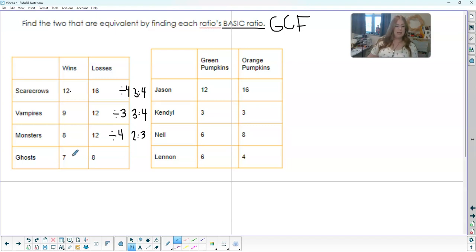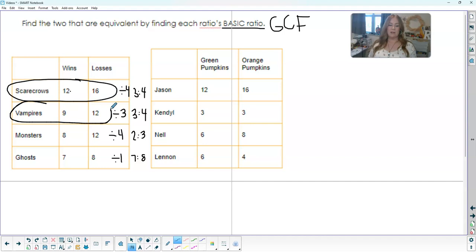Not the same. And then 7 and 8. Can 7 go into 8? No. 6? No. 5? No. 4 goes into 8, but not into 7. 3? No. 2 goes into 8, not 7. So their only factor is 1. So these ones are already simplified. So the ones that had an equivalent amount of wins and losses were the scarecrows and the vampires. We can see that very easily here. We're proving it, not just circling two that we think.